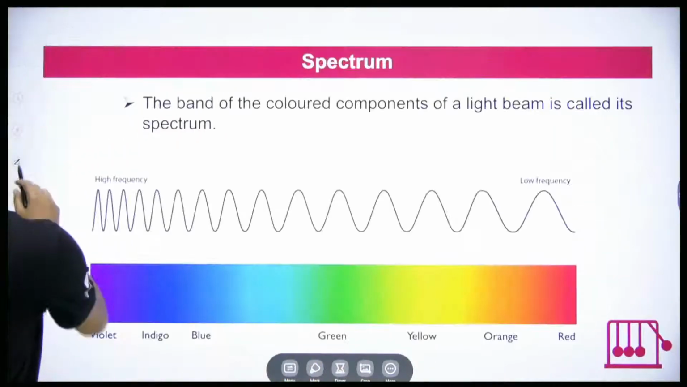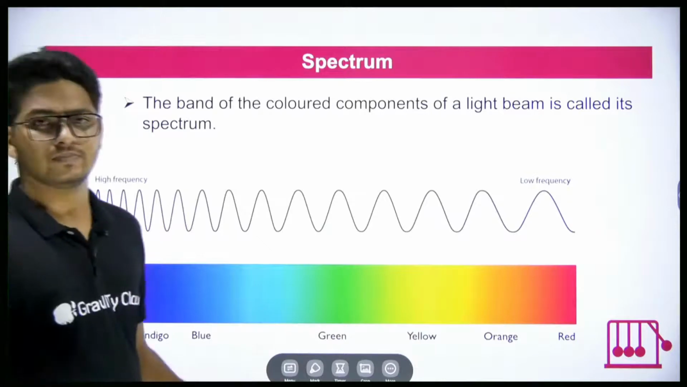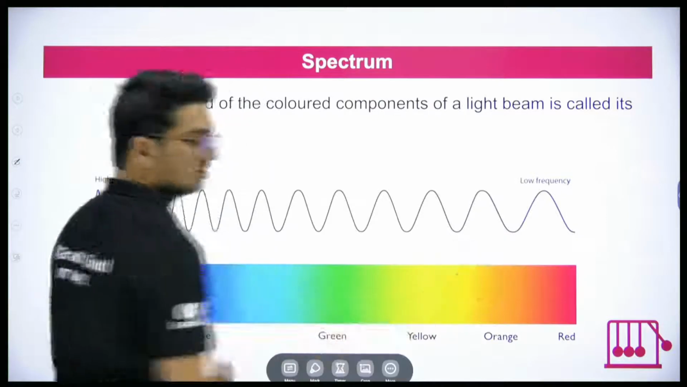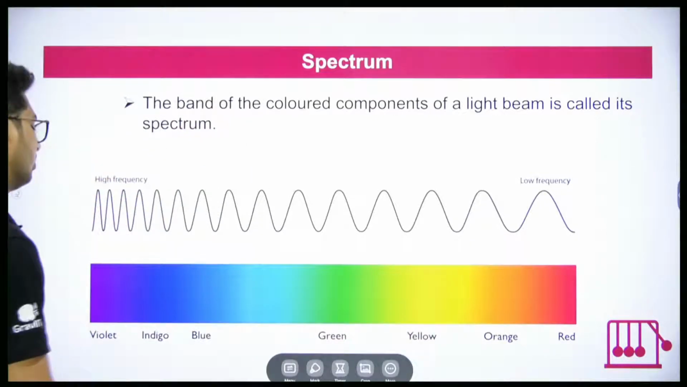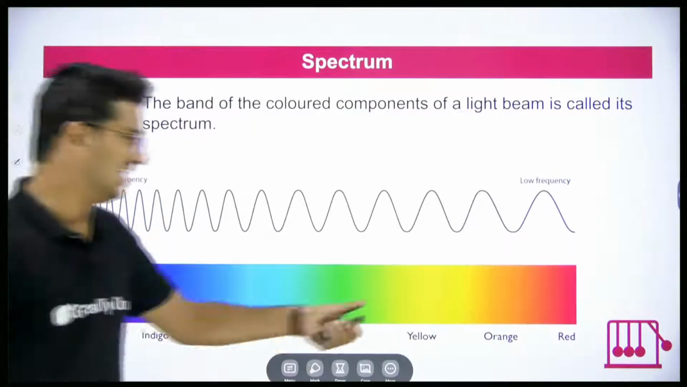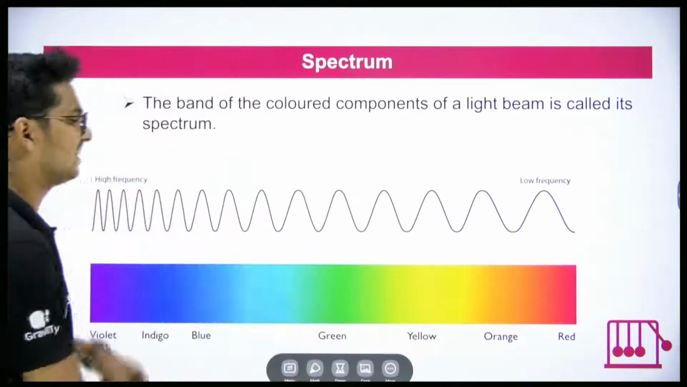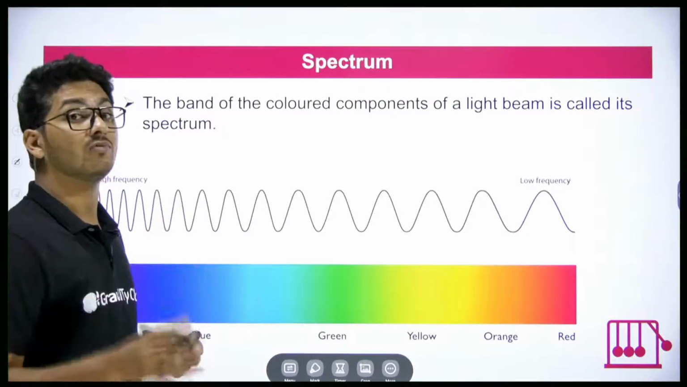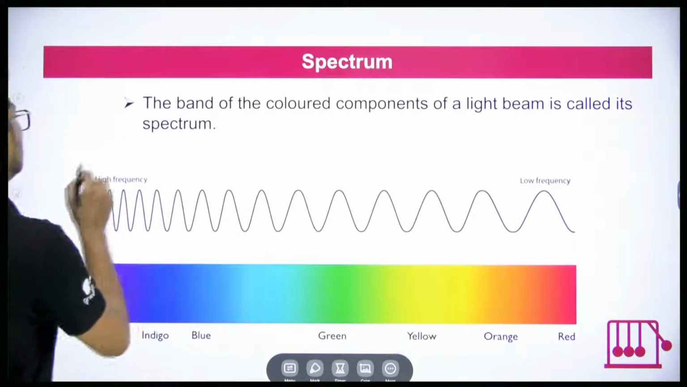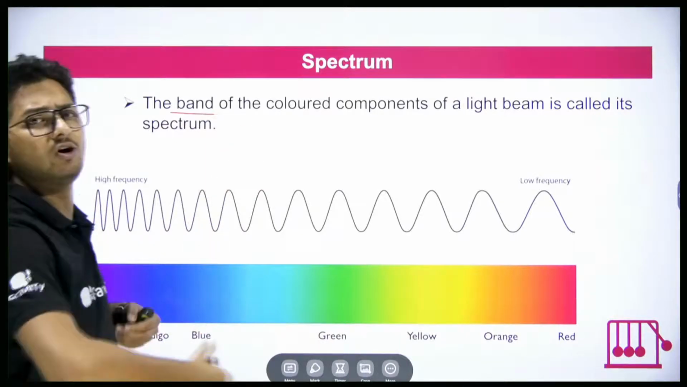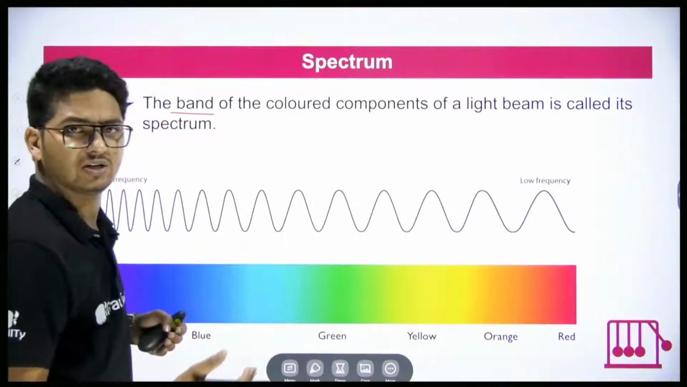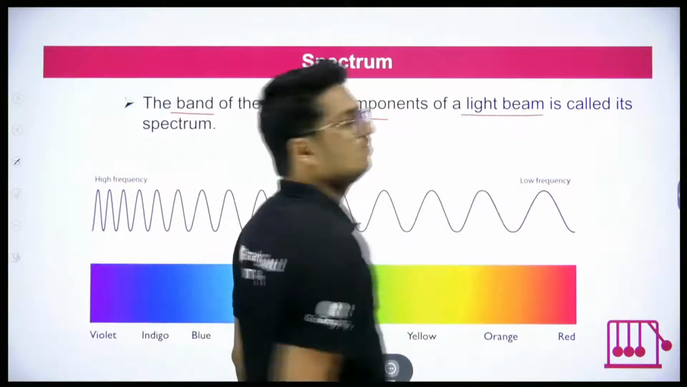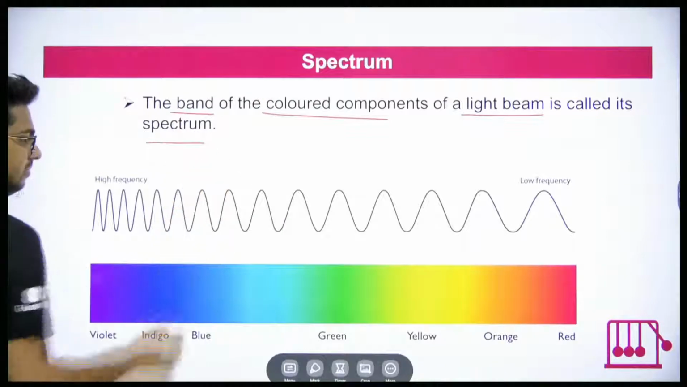First of all, we'll learn about something called a spectrum. A spectrum is just a word given to a combination of colors. As you can see, we know about VIBGYOR, right? Violet, indigo, blue, green, yellow, orange, red, VIBGYOR. These are the components of white light. Look at the definition. The band, in the sense it's a continuous combination, right? The band of the colored components of a light beam is called its spectrum.